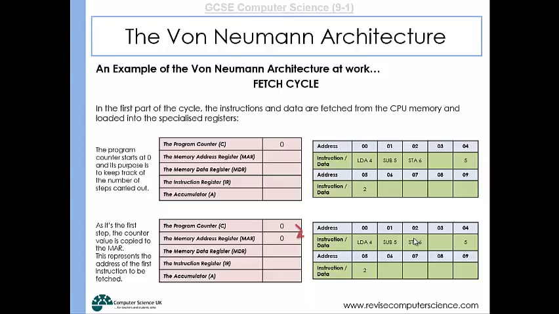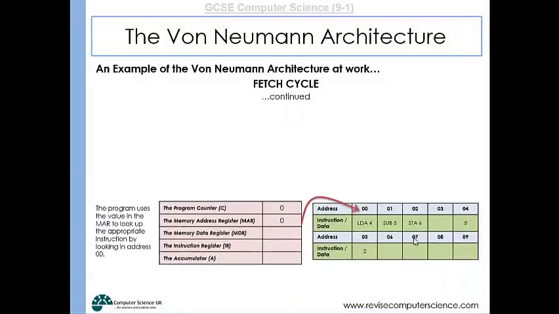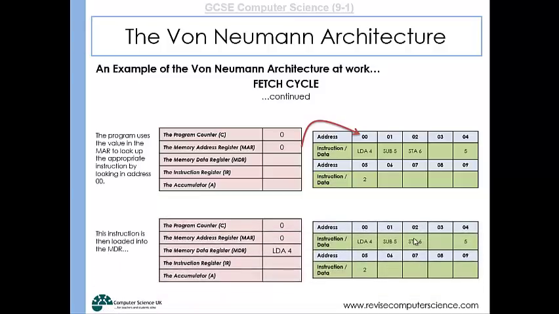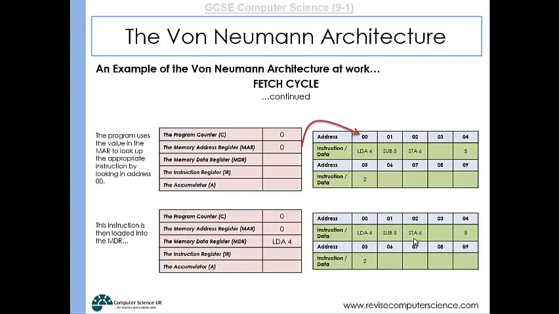In other words, we want to have a look in address 0 first of all. So the CPU would then send a request for the data in address 0 by sending that address along the address bus to the RAM. The RAM would then respond by sending the instruction LDA 4 back to the CPU, and that is then stored in the memory data register. Because it is an instruction that's been sent back, that needs to be decoded, so it's moved into the instruction register so it can be decoded.